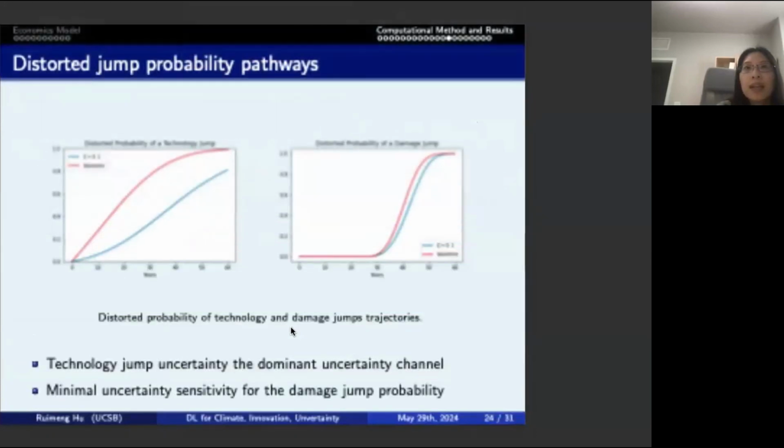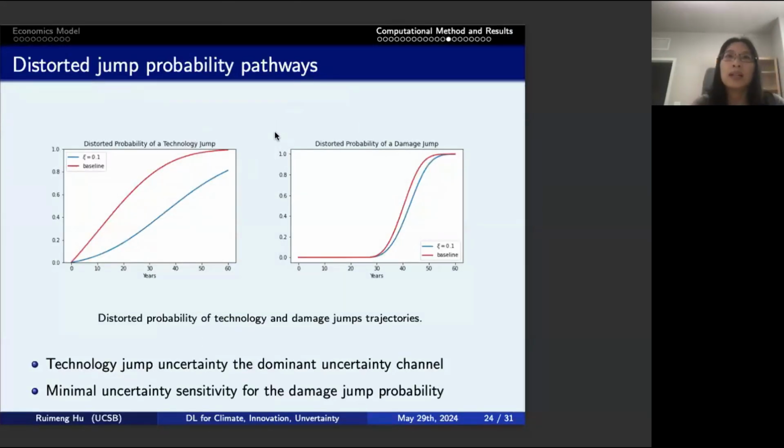Okay. And then the last part is about the distorted jump probability of the attack and the jump trajectories. So we can only see a small adjustment to the jump probabilities of the damage. The red line and the blue line are pretty close to each other, but the uncertainty-averse planner significantly downweights the probability of a technology jump occurring when they incorporate concerns about model uncertainty. So we think that this highlights how the optimal endogenous response by the planner for determining a robust policy is to focus their model uncertainty concern on the technology jump.